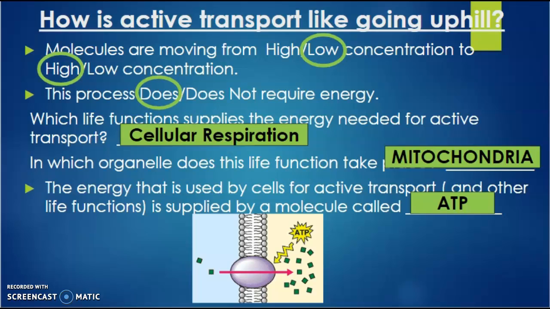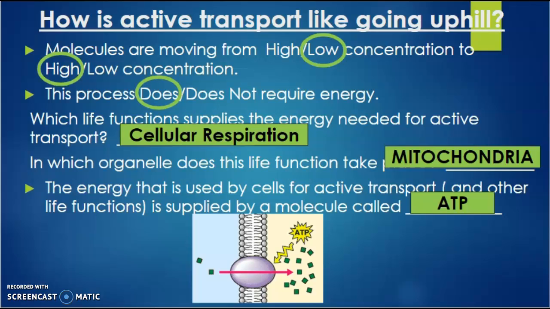So how is active transport like going up a hill? Molecules are going from a low concentration of these molecules to a higher concentration of these molecules. So we're adding more molecules to an already high concentration. Remember, concentration deals directly with solutes and how they're dissolved in a solvent. This process needs energy. It requires ATP.